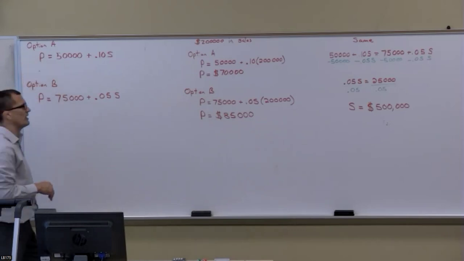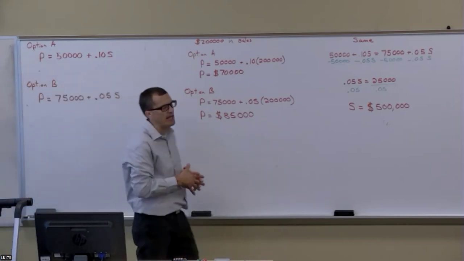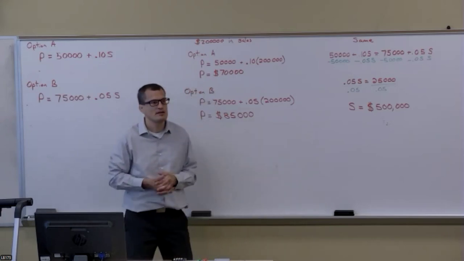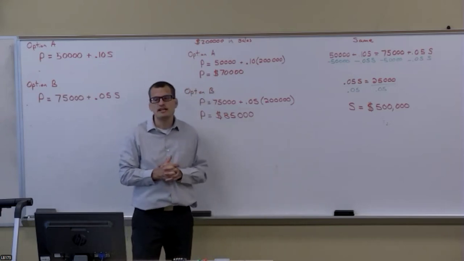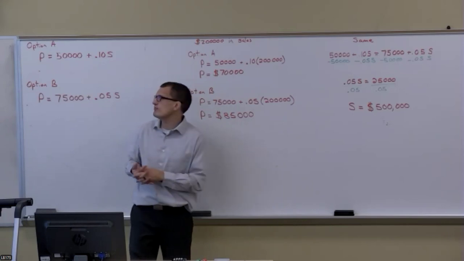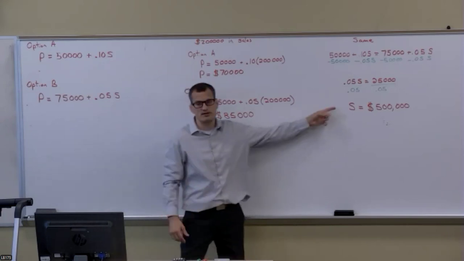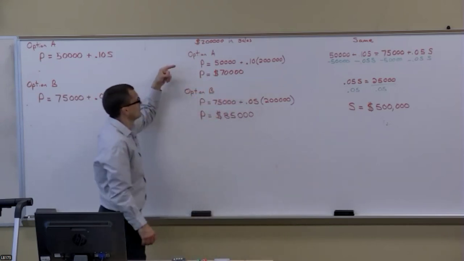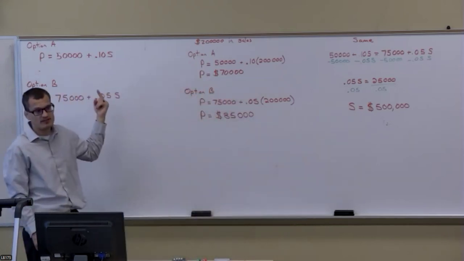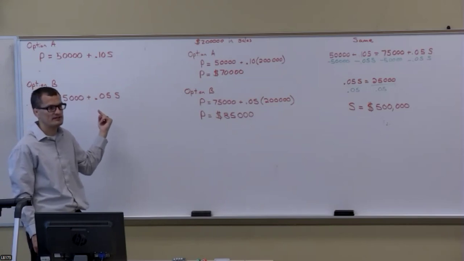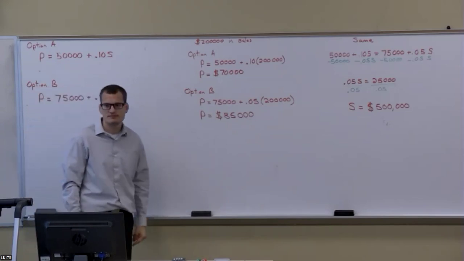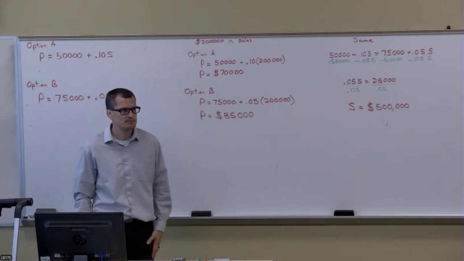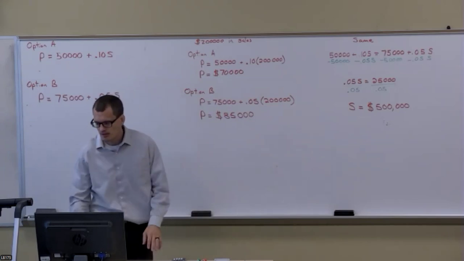So if this were a decision this person would have to make, they should think to themselves, well, am I going to have more or less than this 500,000 in sales? If they think they're going to have more, then take option A. If they think they're going to have less, then take option B. That makes sense? Good. All right.